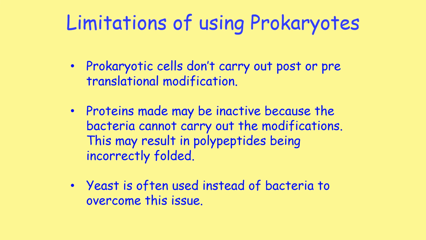Remember, that polypeptide chain has to be either cut, or it has to have things added to it, or it has to be folded to make a fully functional protein. Prokaryotic cells are often unable to make active proteins because they can't carry out those modifications, and often it results in our polypeptides being incorrectly folded. So rather than using a prokaryotic cell for genetic transformation, we often use a yeast because that is a eukaryotic cell and it can carry out those post and pre-translational modifications to make sure that we're getting a fully functional protein and not a polypeptide chain that's completely useless.